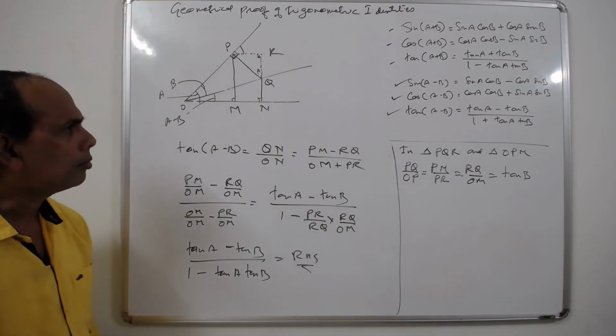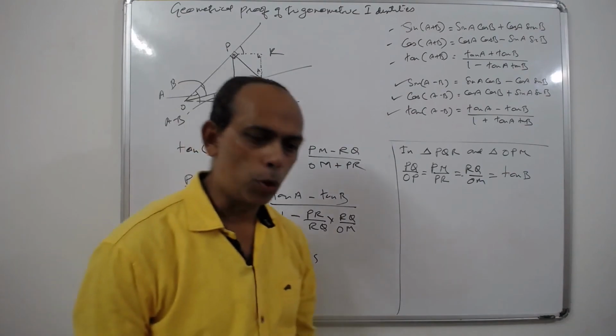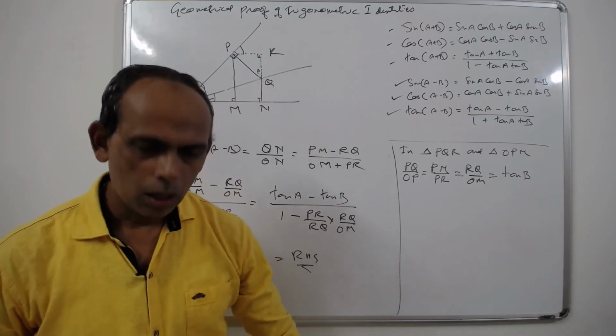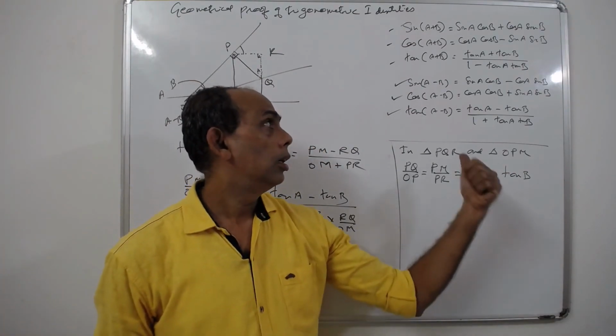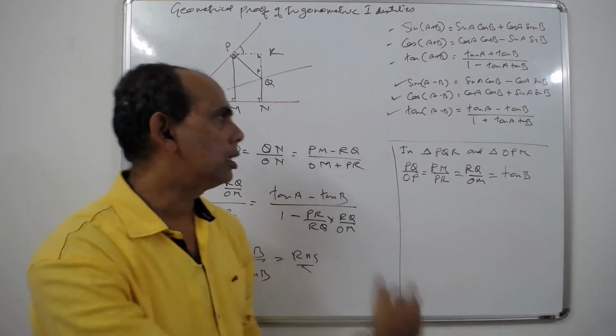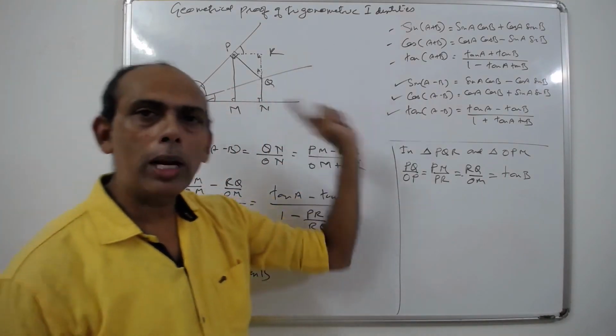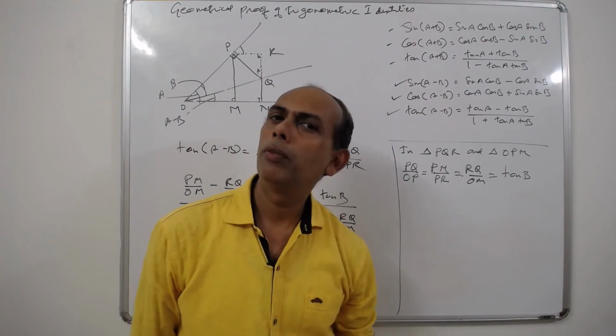Okay. These are the basic ways of proving the identities. If you know this thoroughly and practice it more, you will be able to understand. Still more identities are there. In my next video, I will come with more identities.